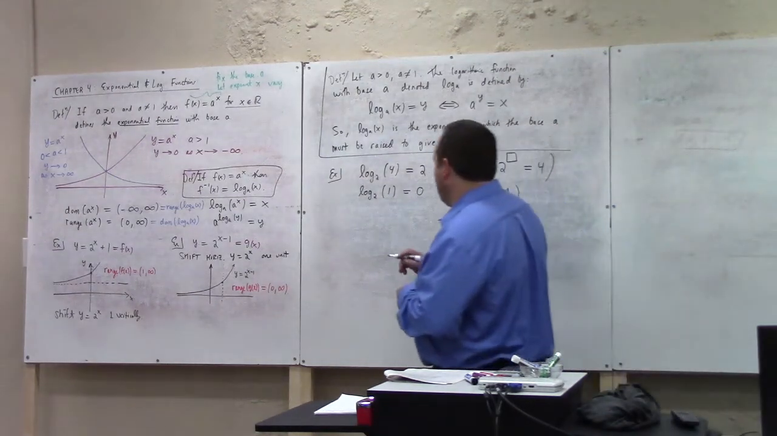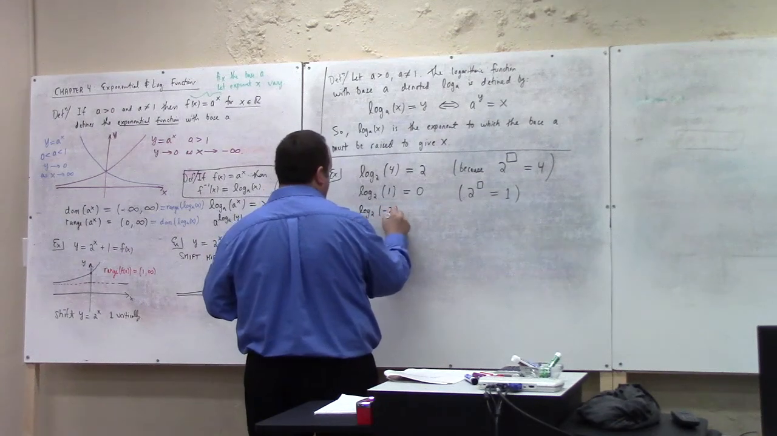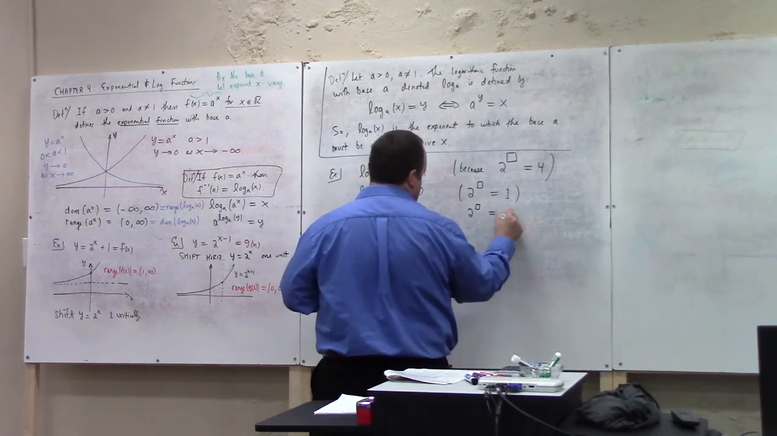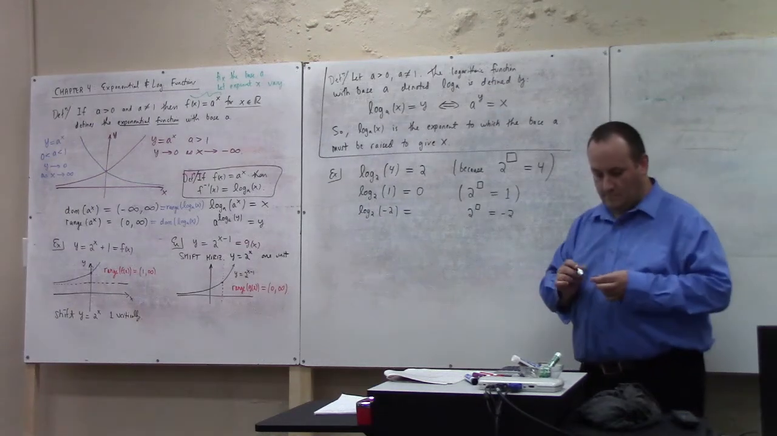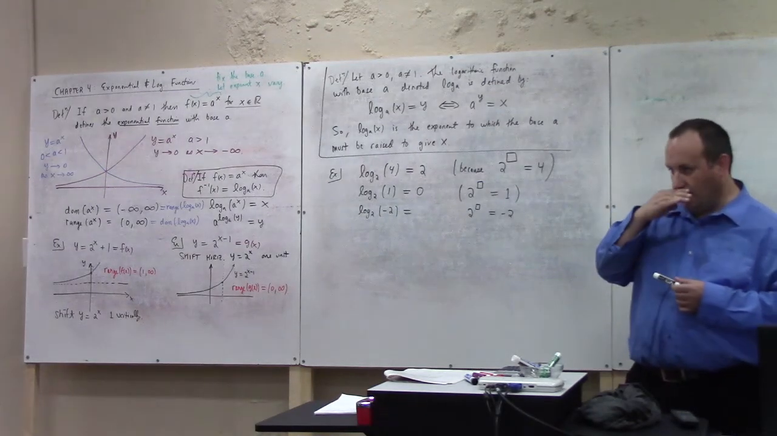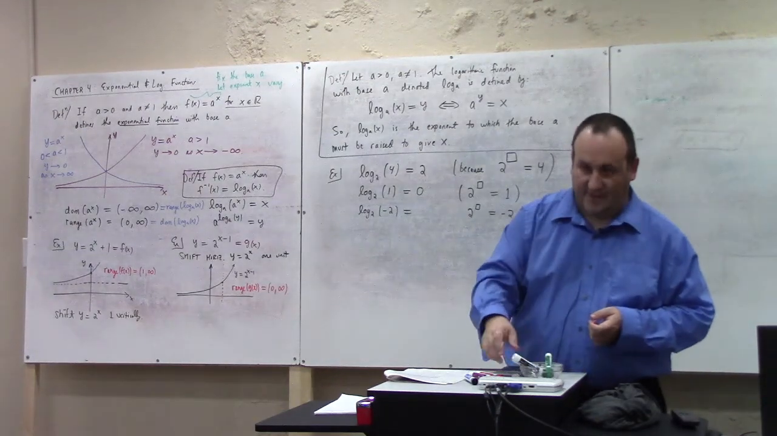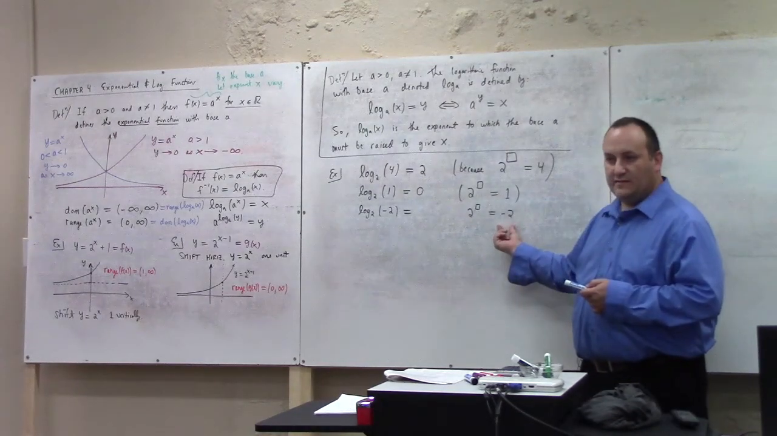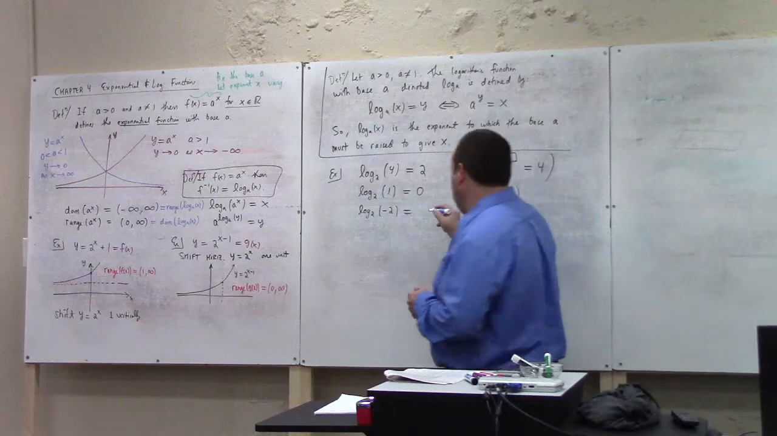How about log base 2 of minus 2? We just need 2 to the something equal to minus 2. It's a trap. Yeah, this cannot be done, right? You can't have 2 to some power equal to minus 2. This is not attainable with the exponential function, so this does not exist. Undefined.